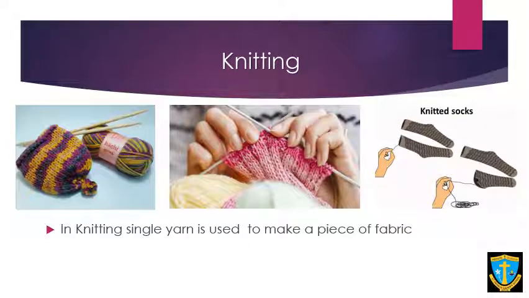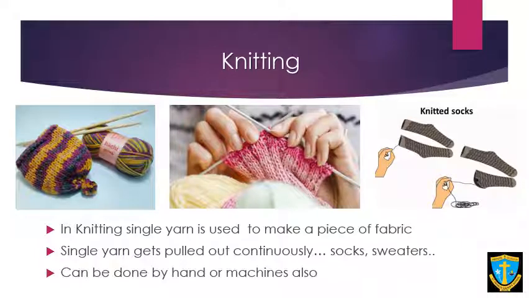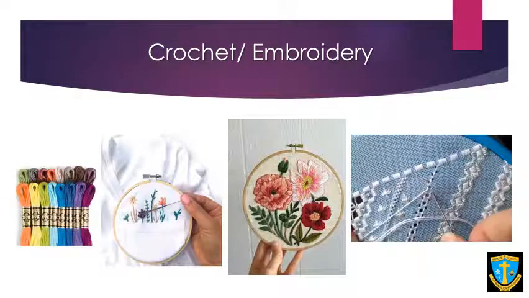The last part in fabric making is knitting. In knitting, we use a single yarn to make a piece of fabric like socks and sweaters, and if you pull the yarn out, the whole thing will come out. Knitting can be done by hand using knitting needles, or by machines also. Crochet or embroidery is done on the fabric, but this is just a design. Don't confuse crochet with knitting.